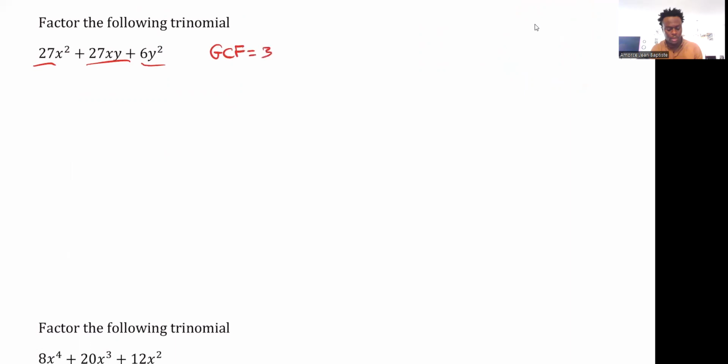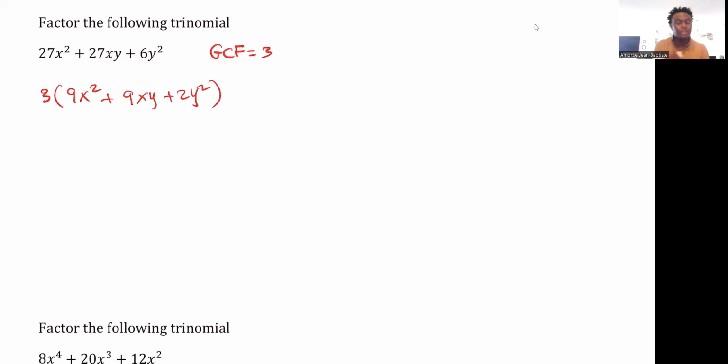And then there is no variable in it because this one doesn't have y, and this one doesn't have x. That means it's just going to be 3. That is the GCF, and then the GCF can be factored out. 3 out would give me 9x squared, plus 9xy, and then plus 2y squared.